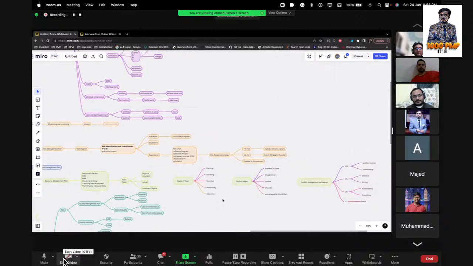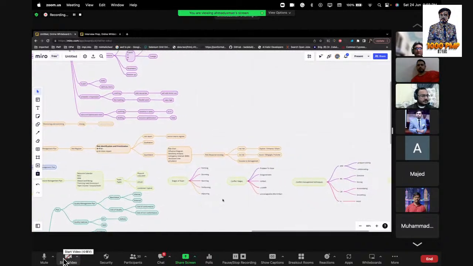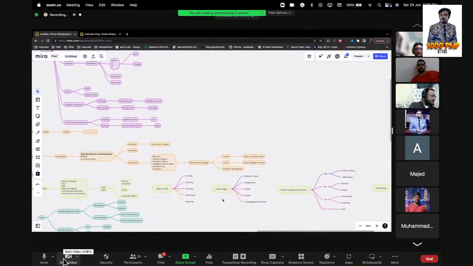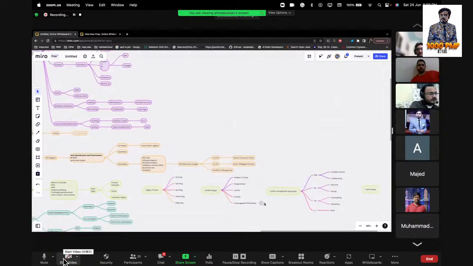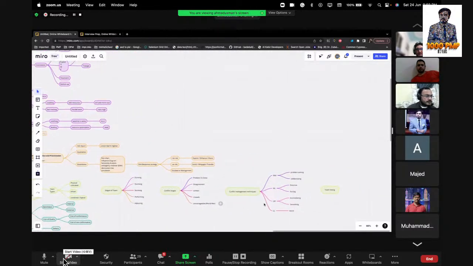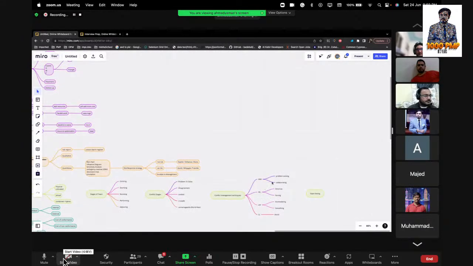Once your team is developed and you start, you will have conflicts. The conflict stages are problem to solve, disagreement, contest, crusade, and unmanageable, which is World War. Then for conflict management techniques, we can use problem solving, collaborating, directive, forcing, accommodating, smoothing, and avoiding.